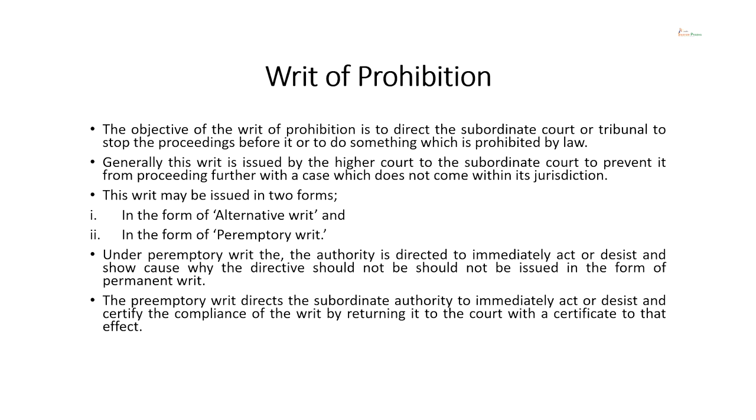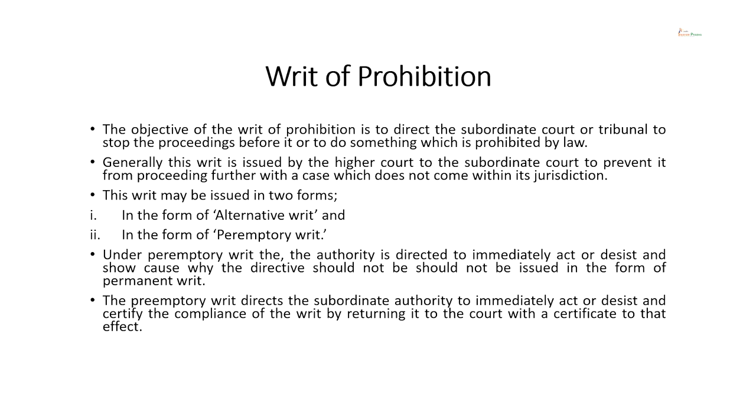The writ of prohibition may be issued in two forms, the alternative writs and the peremptory writs. Under alternative writs, the authority is directed to immediately act or desist and show cause why the directive should not be issued in the form of a permanent writ. So, at the first stage, the court may issue only the alternative writ, directing the authority to show cause why the permanent writ should not be issued and to stop the proceedings.